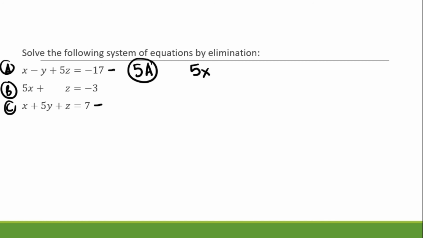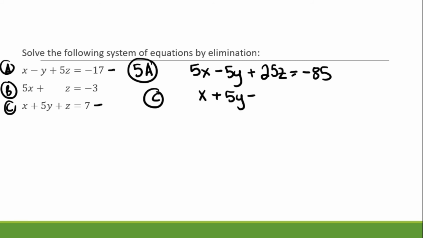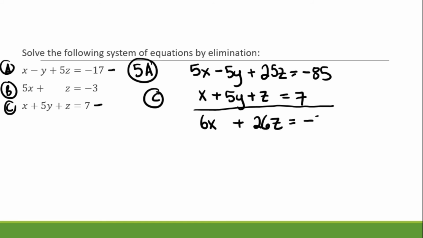5x minus 5y plus 25z equals negative 85. Yuck. And then I'm going to add that to equation C. X plus 5y plus z equals 7. Here we go. 5x plus x is 6x. The y's are going to eliminate. Plus 26z equals negative 78. And I'm going to call this one D.